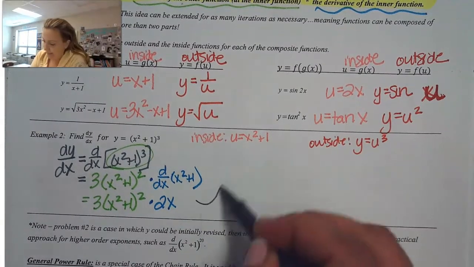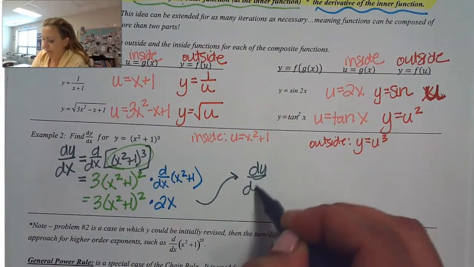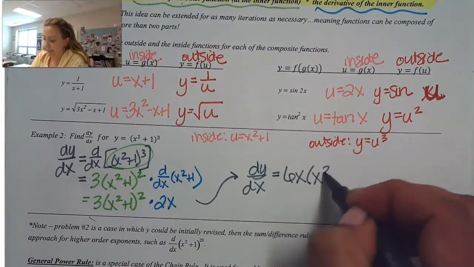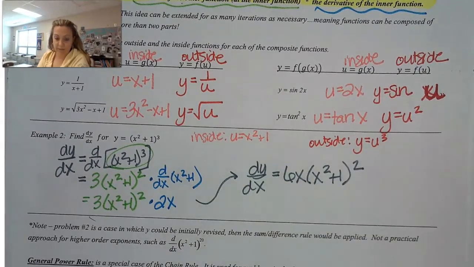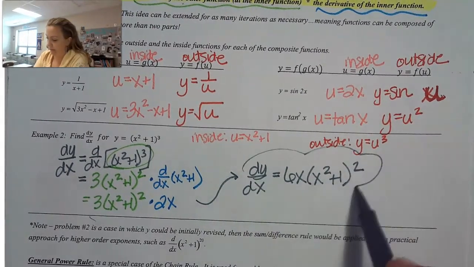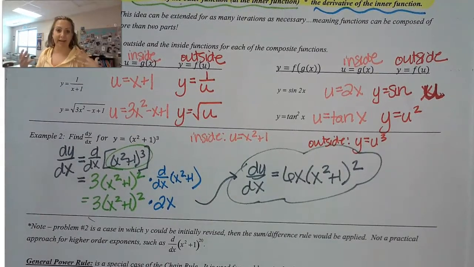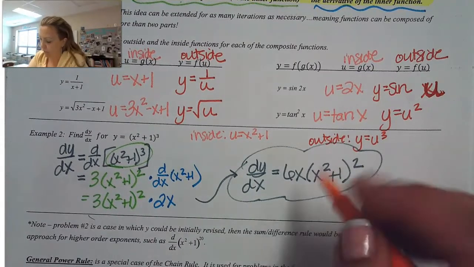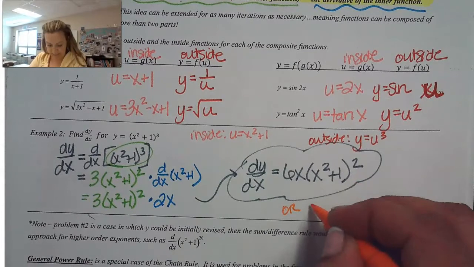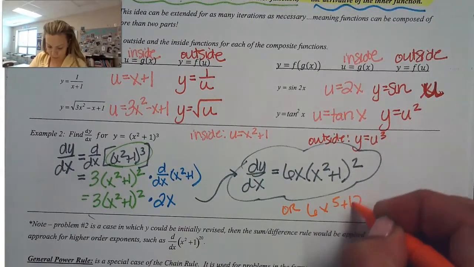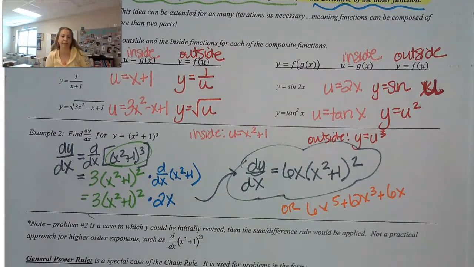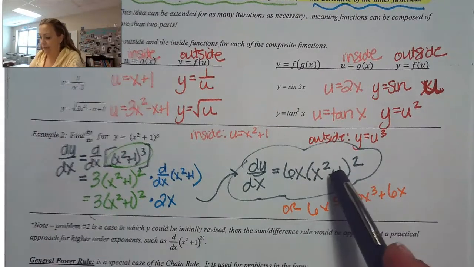And so what that means is that I can write my derivative, dy dx, multiply this together and get 6x times the quantity x squared plus 1 squared. Okay, you could multiply it out if you wanted. It ends up being 6x to the 5th plus 12x cubed plus 6x. So you could multiply that out if you wanted, but it's fine like this as well.